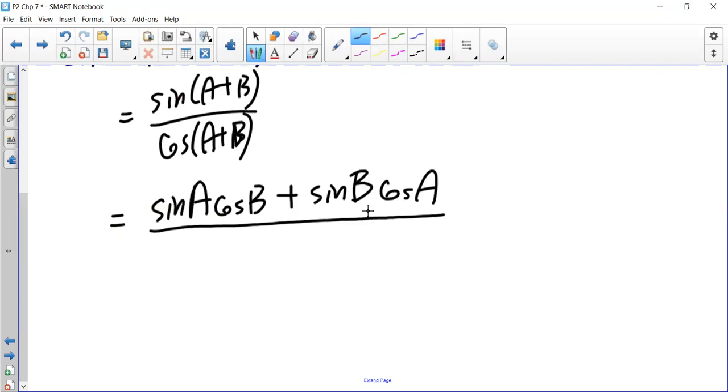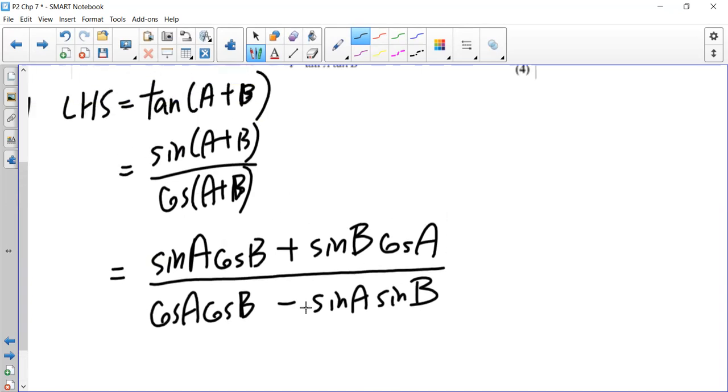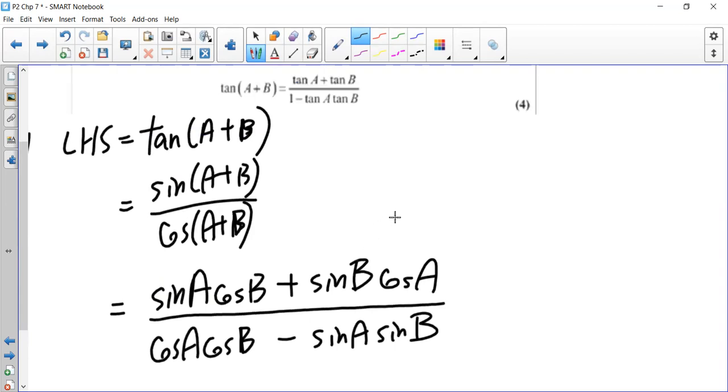For the denominator, so cos A cos B minus sin A sin B. Next, okay, it's pretty straightforward from here from what we've done. Next, I would like you to compare what we've got to the right-hand side: what's common and what's different? So pause the video, think about this. What's common and what's different? And when you're ready, you can press play.